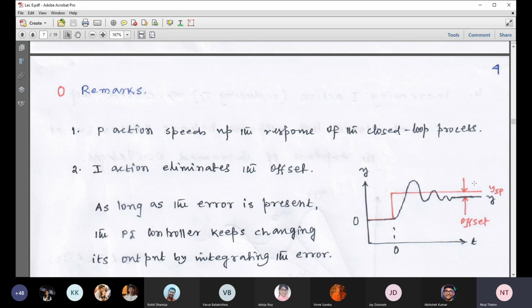And offset, I have already shown you the concept of offset. You see, it's the steady state error. After a certain period of time, this error does not change with time. So this is called offset. Steady state error means that after a certain period of time, this error does not change with time. That is offset.